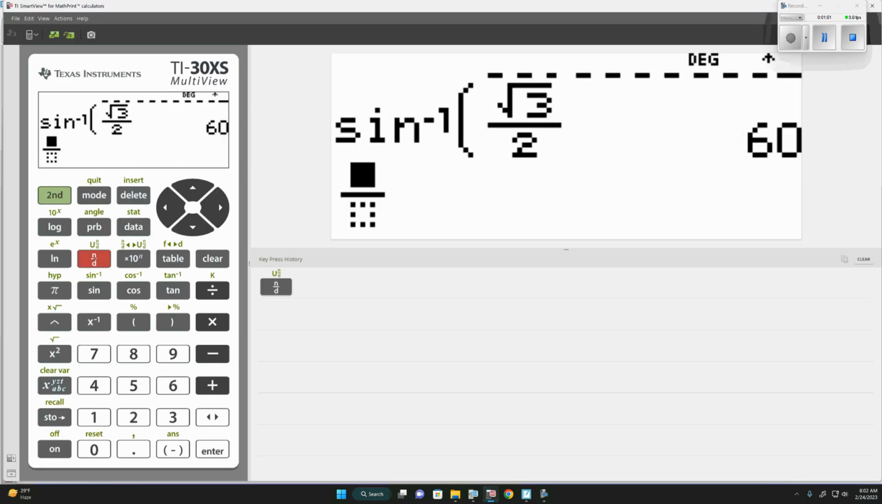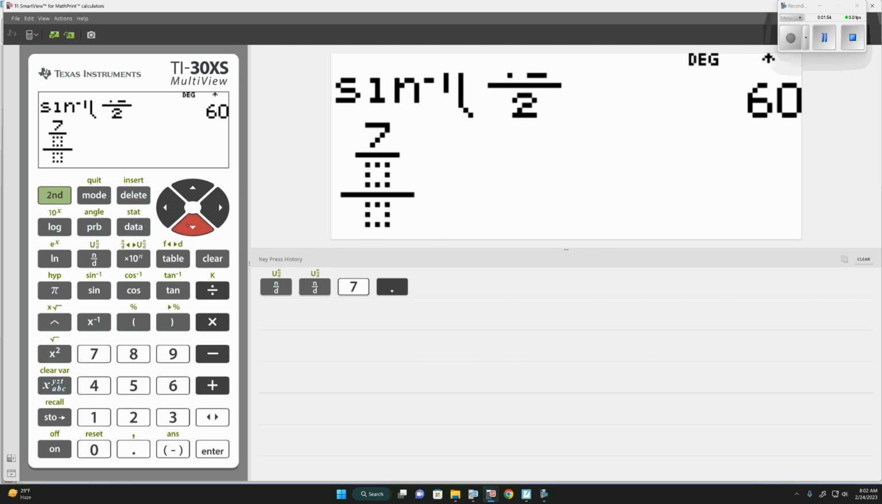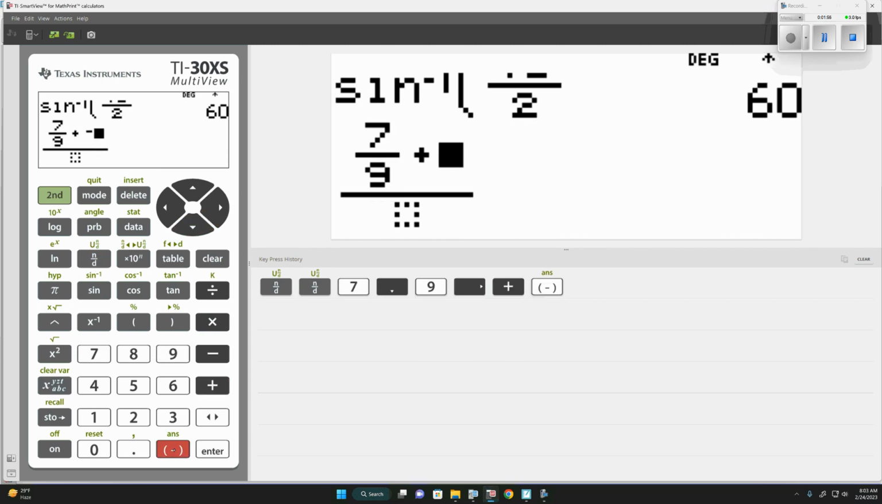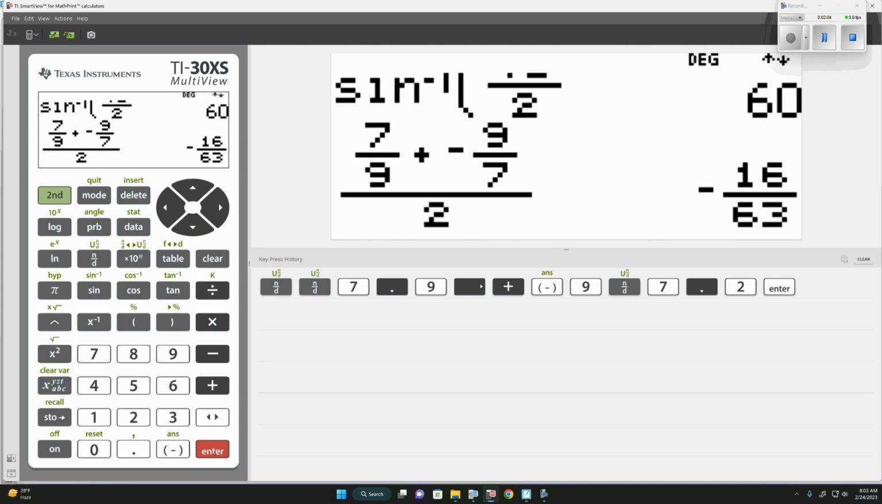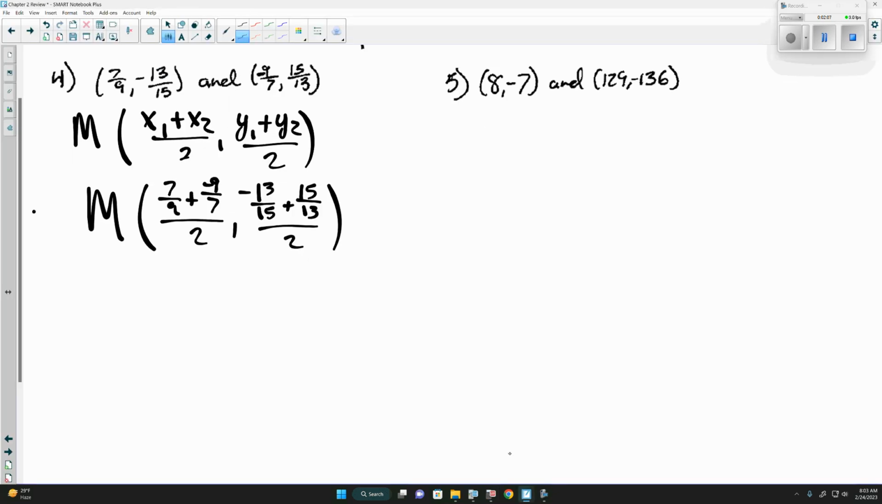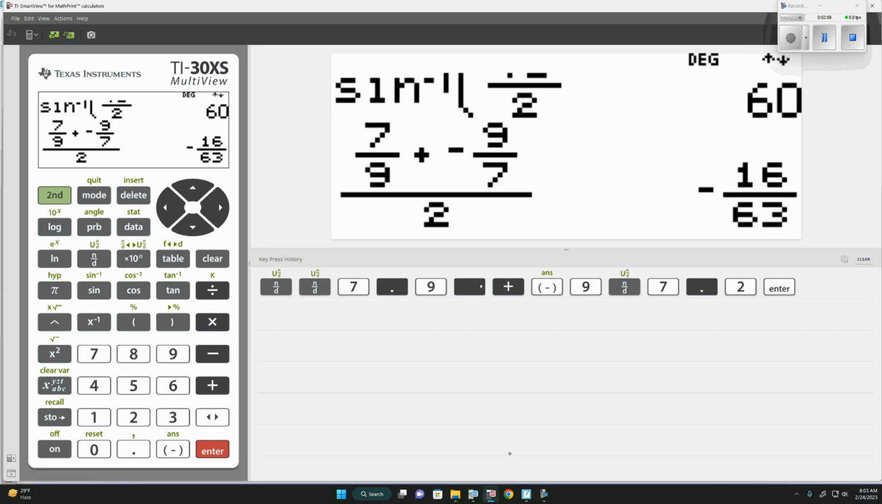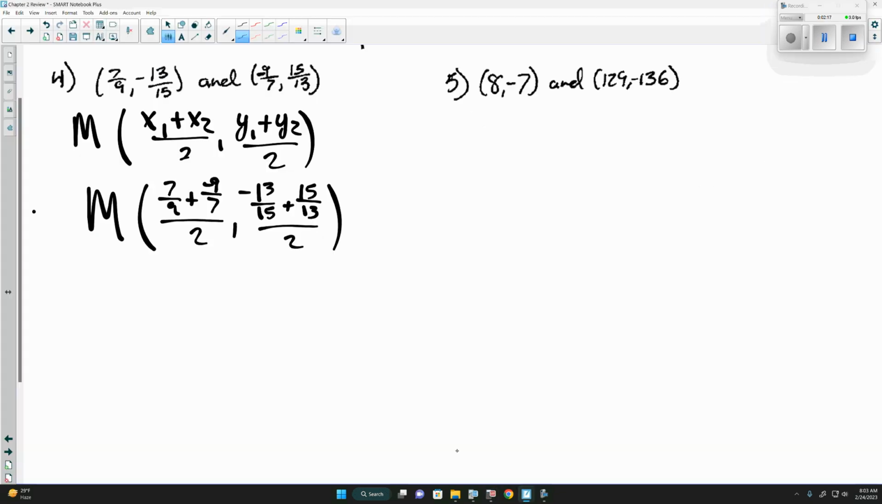And you can do this in a calculator. So I believe it was 7/9 plus -9/7 over 2. Make sure 7/9 -9/7. Yep. So -16/63. So we just plug it into the calculator. The same thing with the other one.